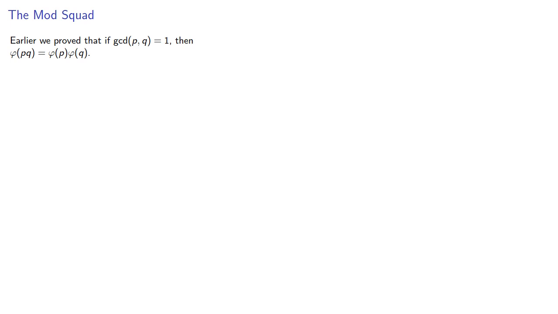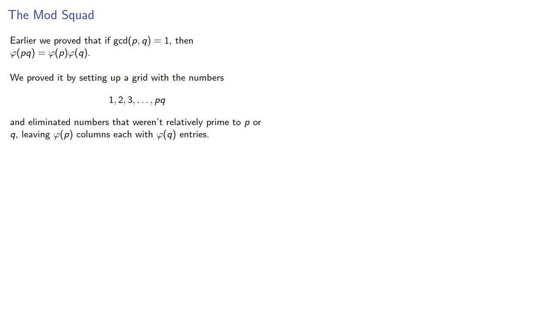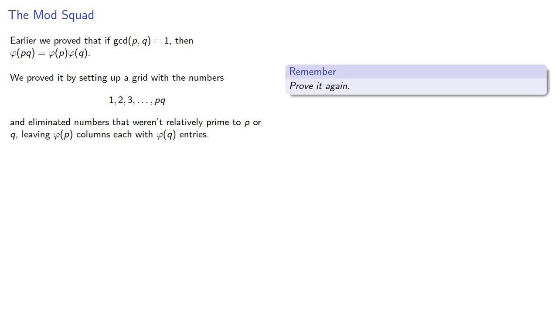Earlier, we proved that if the greatest common divisor of p and q is 1, then the totient of the product is the product of the totients. We proved it by setting up a grid with the numbers 1 through pq and eliminated numbers that weren't relatively prime to p or q, leaving us with phi of p columns, each with phi of q entries. So remember, a good strategy for learning mathematics is to prove it again. So let's try a different proof.